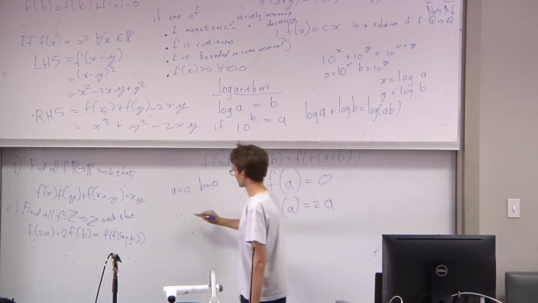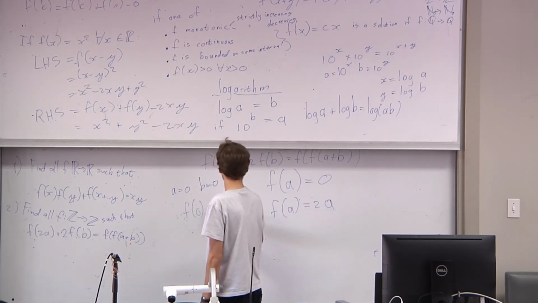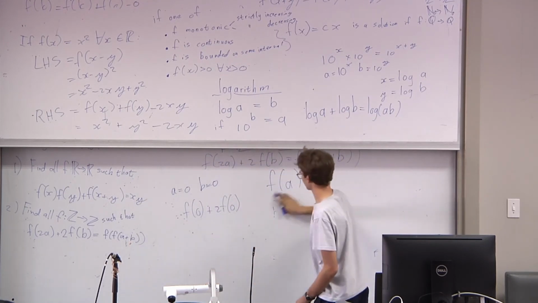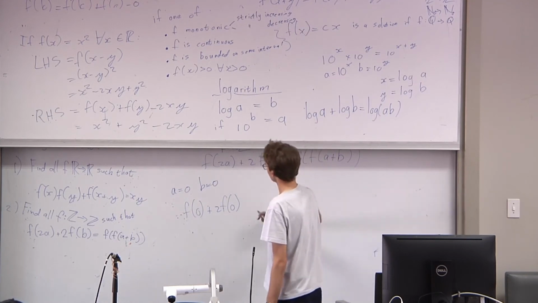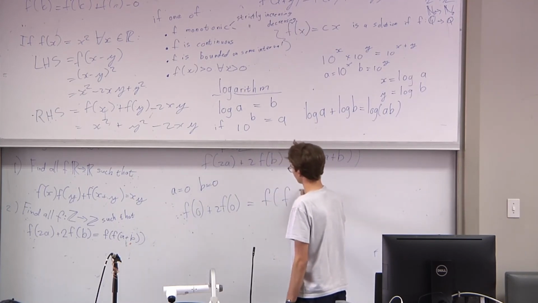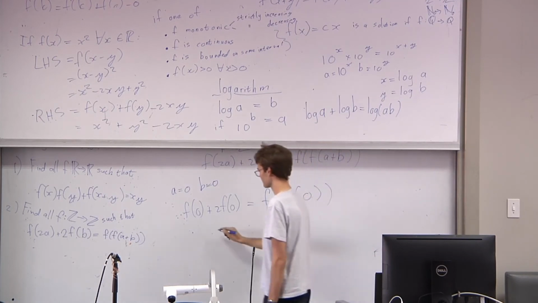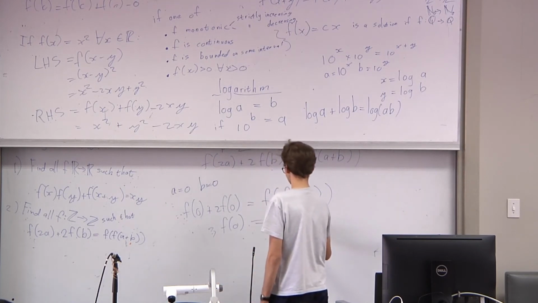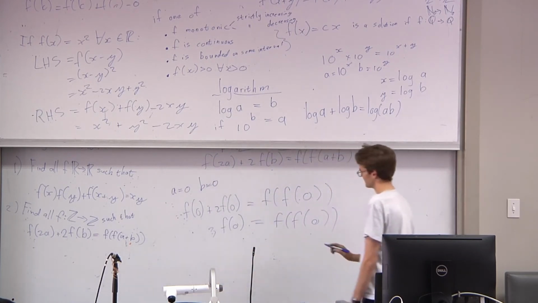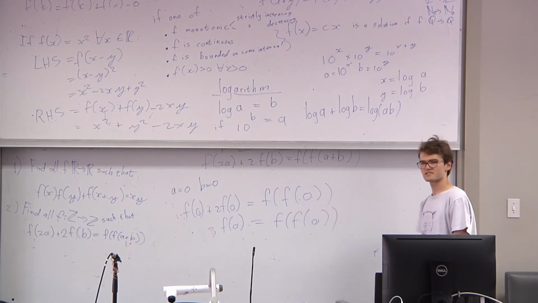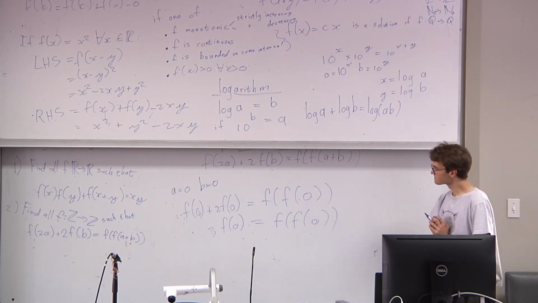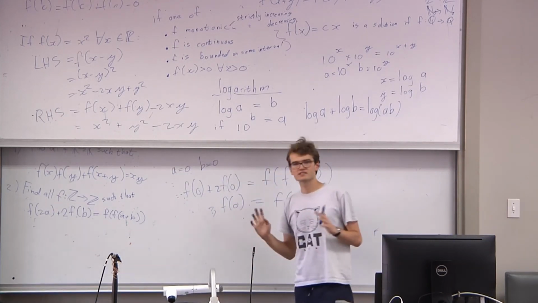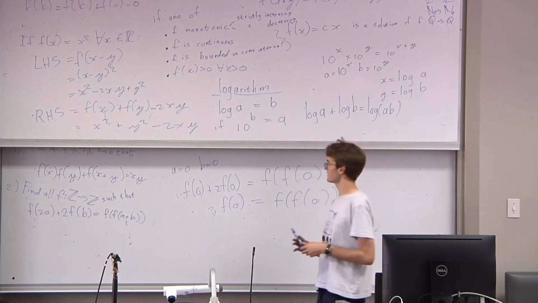So the left-hand side becomes f of 0 plus 2f of 0. This must be equal to f of 0. So 3f of 0 is f of 0. Okay, that doesn't seem all that useful. Next, let's try just letting one of them be 0, see what that gives.